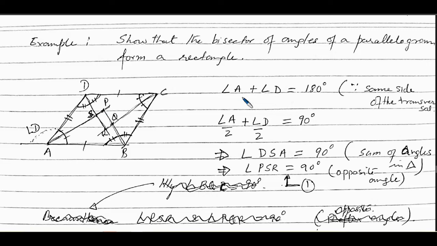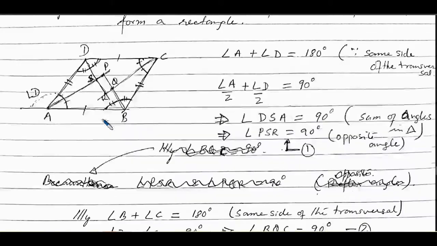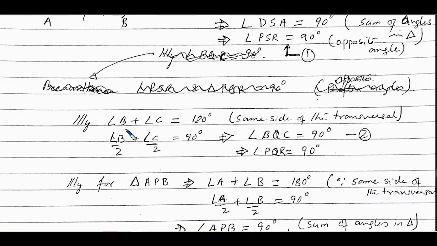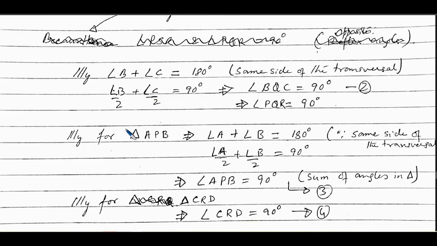So here I have written it down. Angle A plus angle D is 180, same side of the transversal, that is supplementary. Divide by 2, I get 90. So DSA is 90 from the sum of the angles. Similarly PSR. If this is 90, so this is 90. So similarly, you go about doing it for the rest. Here I have written it for the rest.